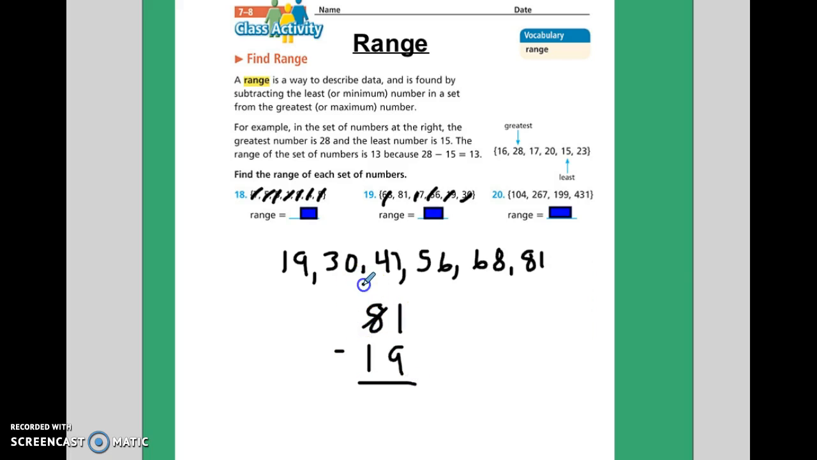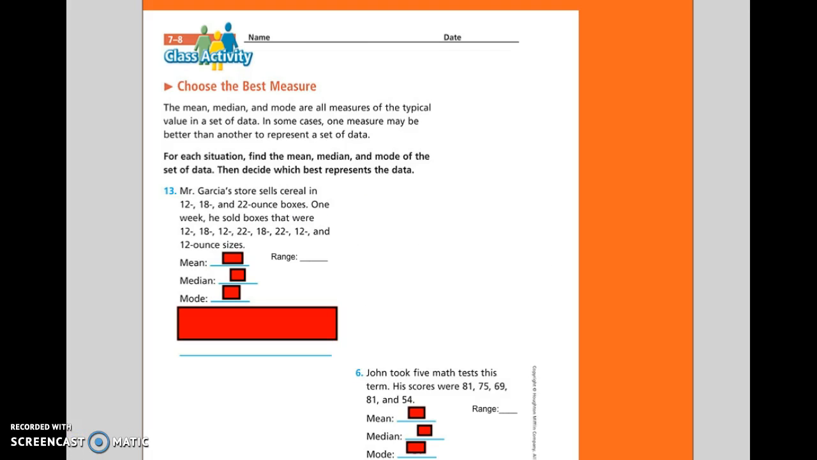Borrow here. 11 minus 9 is 2, and 7 minus 1 is 6. So my range, that second set of numbers, was 62. All right. Next, we're going to practice all of them in one.